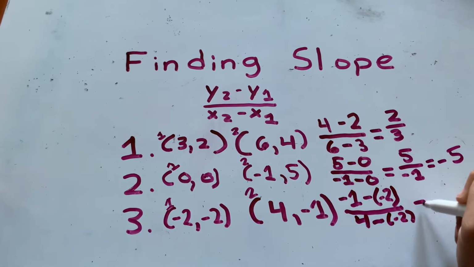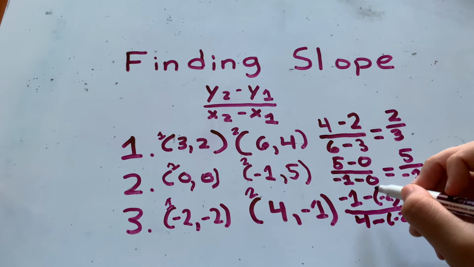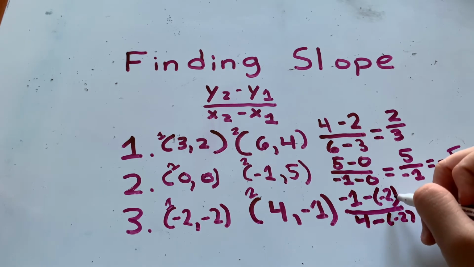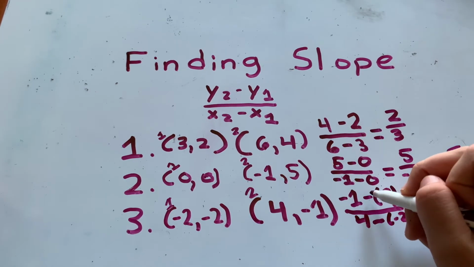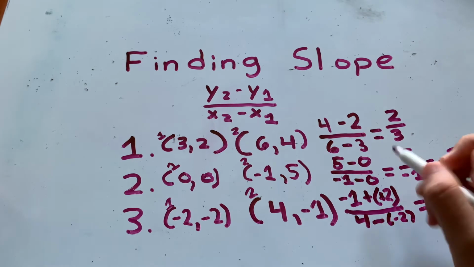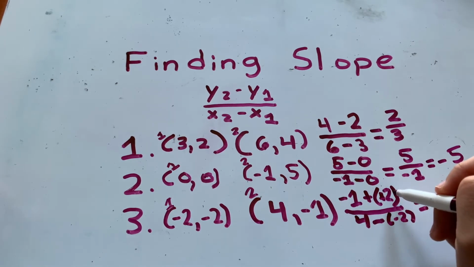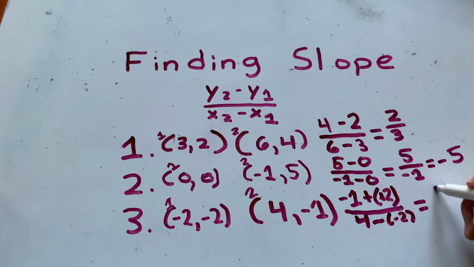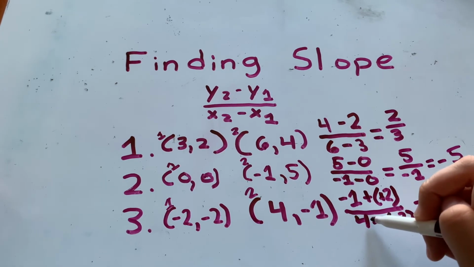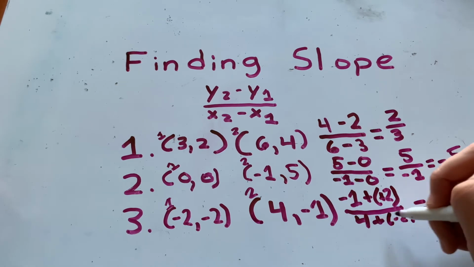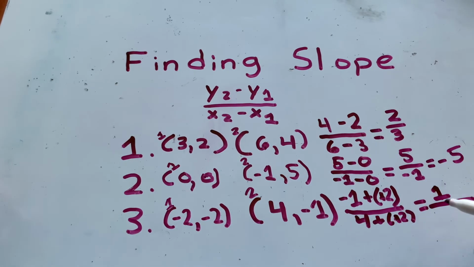So if we solve this out, negative 1 minus negative 2, so that would equal plus. So negative 1 plus 2 would give you 1. And then over 4 minus negative 2, so that would be plus. And then that'd give you 1 over 6 being the slope.